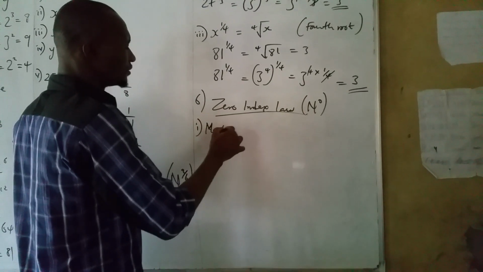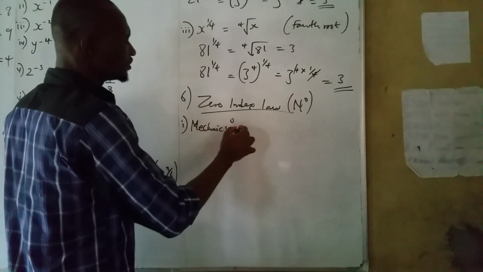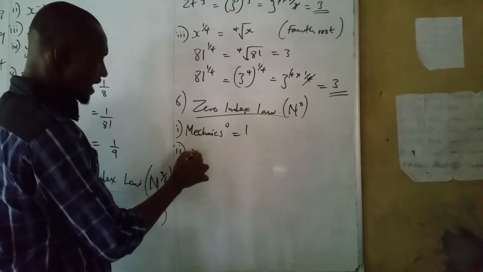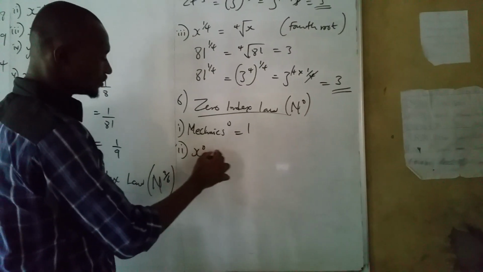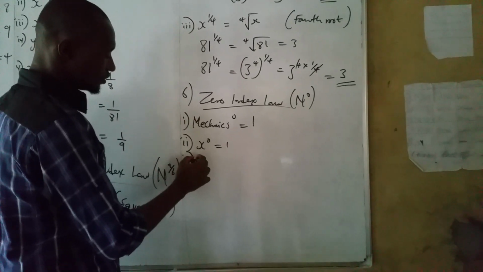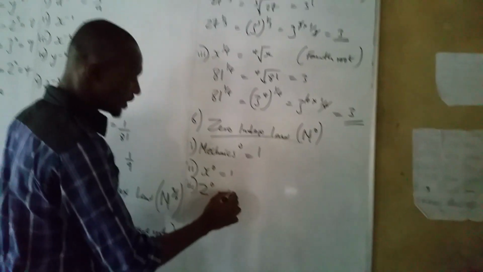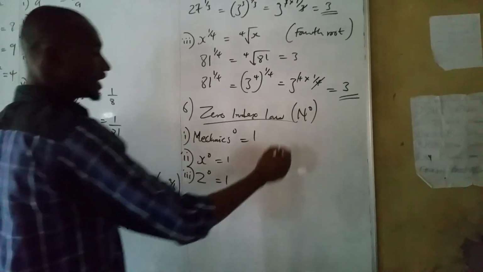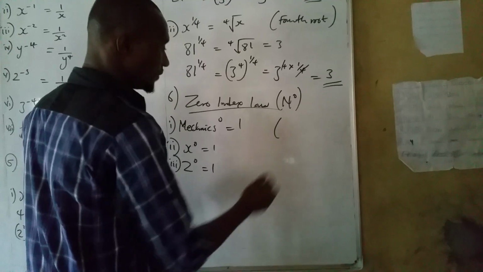So we say, let me space, power zero is equal to what? One. X to power zero is equal to what? One. 2 raised to power 0 is equal to 1. Any number, anything raised to power 0 is equal to what? 1. You know the rationale is here.